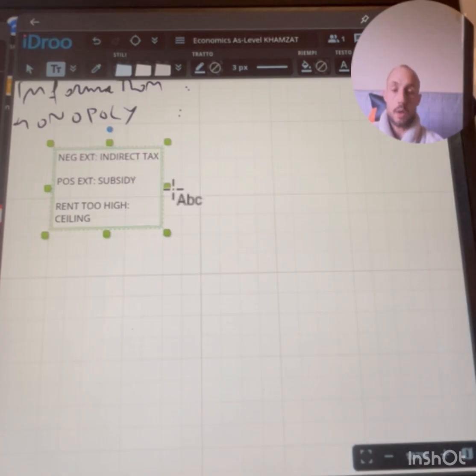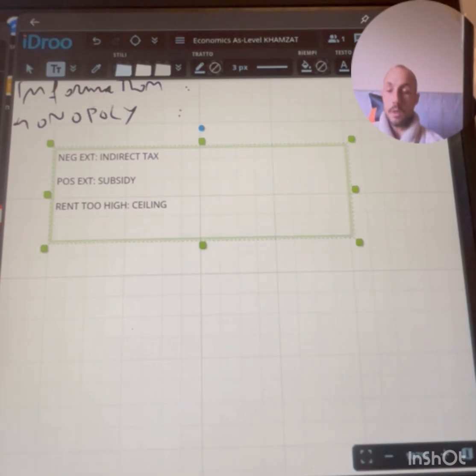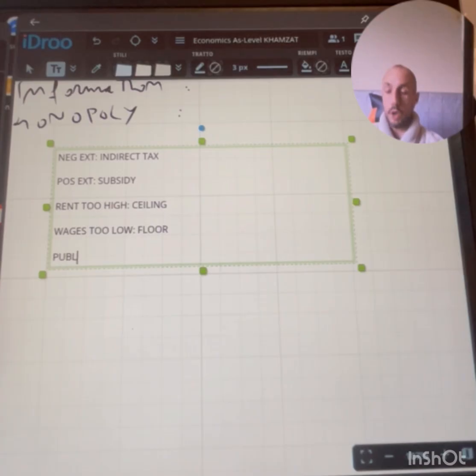Okay, and then we are going to have a look at the possible consequences of this. So, what about wages being too low? Minimum wage, which is called a market floor, right? Oh yeah, market floor, right. So what about public goods?